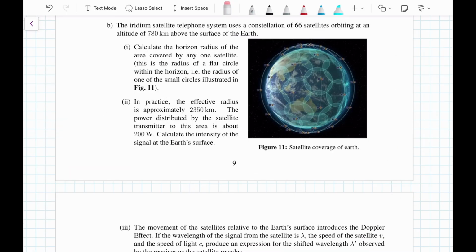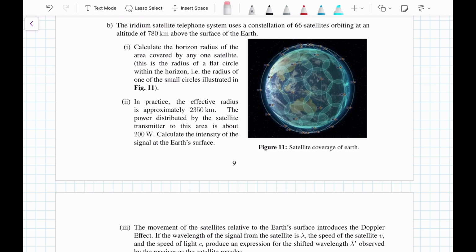So in this video, we're going to look at question B of question 4 in the 2023 paper. It says the Iridium satellite telephone system uses a constellation of 66 satellites orbiting at an altitude of 780 kilometers above the surface of the Earth. The first part wanted to calculate the horizontal radius of the area covered by any one satellite. This is the radius of the flat circle within the horizon, i.e. the radius of one of the small circles illustrated in figure 11.